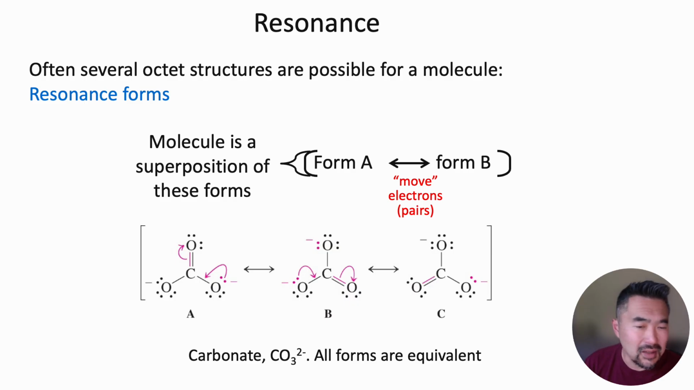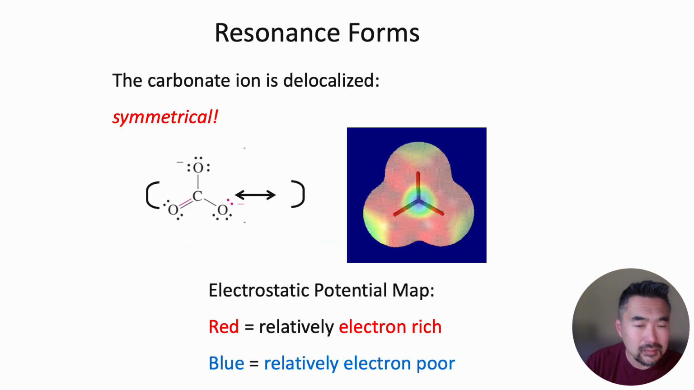Especially given that in the carbonate structure, all forms are equivalent. There's no difference between these three. In fact, if you look at the actual electrostatic potential map of carbonate, like we said, the charge on the three oxygens seems equal among the three. So the electron map kind of looks like this. It's a symmetrical molecular shape, and it's because of resonance. The electrons are in resonance. Another way to say that is that the electrons are delocalized, especially the pi electrons, to give us that resonance.